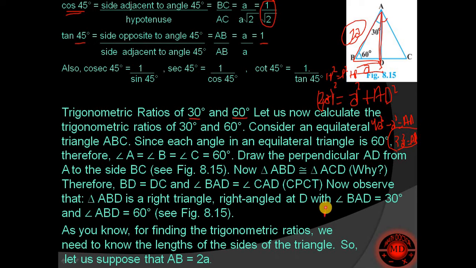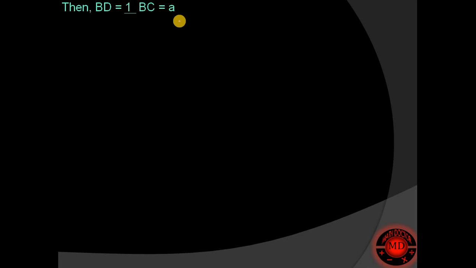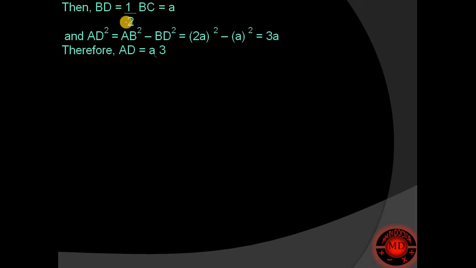AD is equal to, now we have AD equal to under root 3A. So let's see what would be. BD is equal to half, and AD squared should be equal to 3A square. So AD is under root 3A.